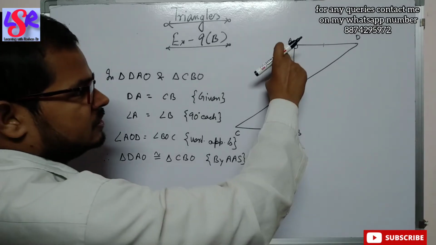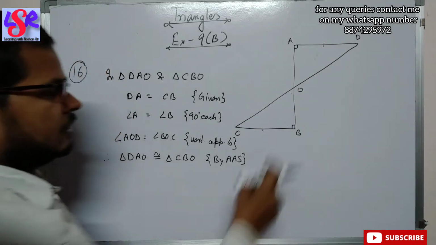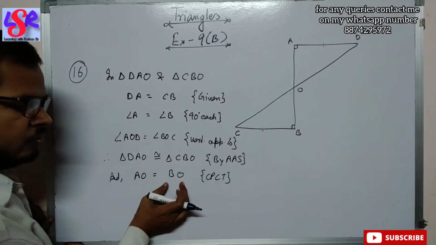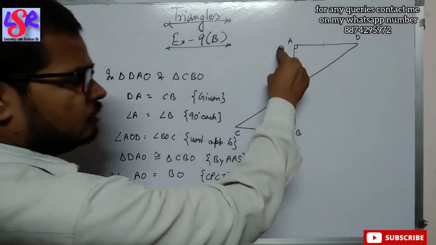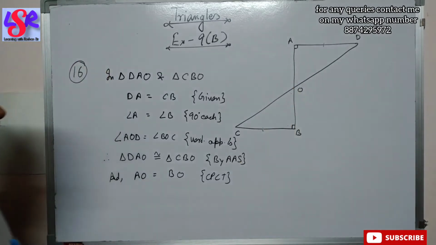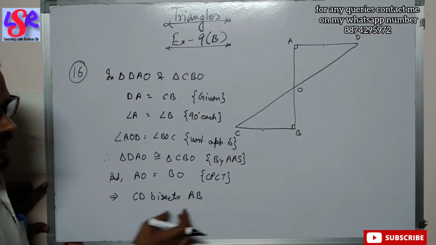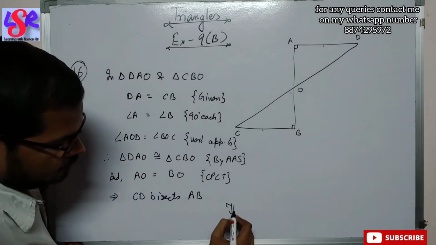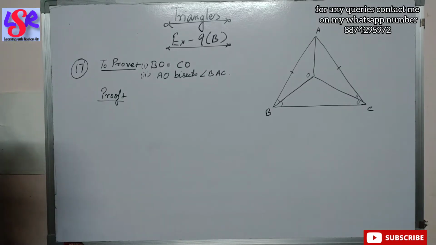Now we have to prove that AO equals BO by CPCT. And here we got AO equals BO by CPCT. Now as AO equals BO, therefore CD bisects the line AB into two equal parts. That implies CD bisects AB, hence proved. Now let's move to question number 17.